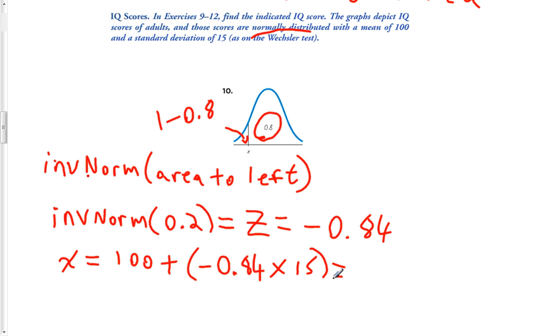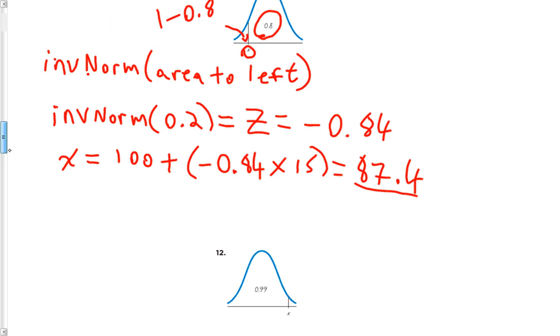This gives us the x value of 100 plus negative 0.84 times 15, and we get 87.4. So 87.4 is the x value that we're being asked to find here. This x value is equal to 87.4. All right, let's look at another example here.